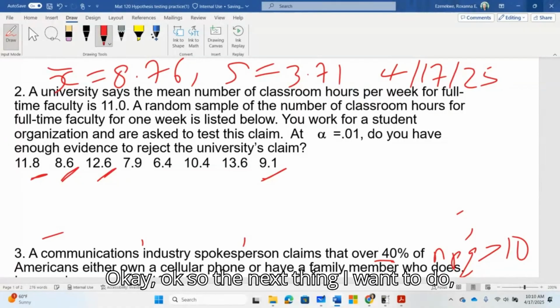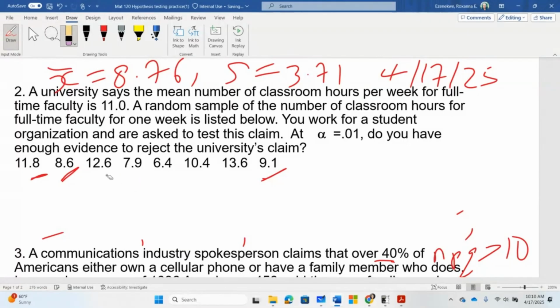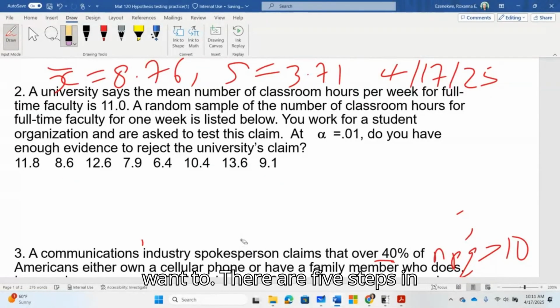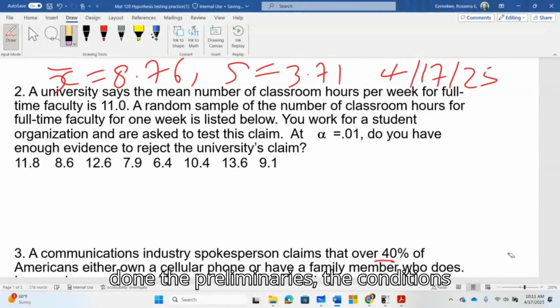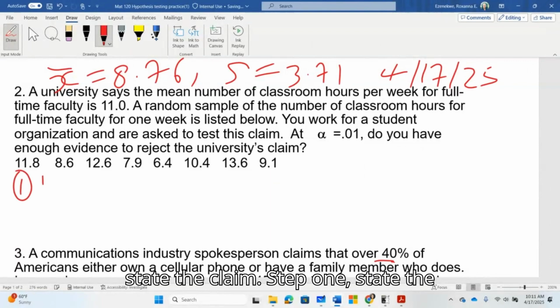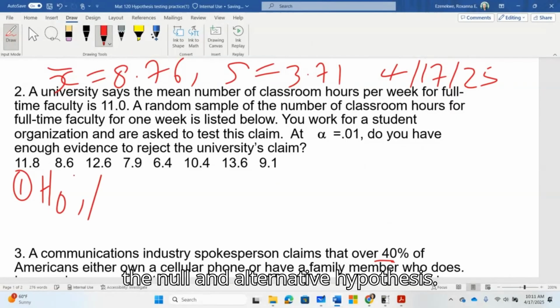Okay, so the next thing I want to do, I can start the statistical test immediately. What are the steps? There are 5 steps. You can make them 6 if you want to. There are 5 steps in hypothesis testing. I have done the preliminaries. The conditions are satisfied because the data is from a normal distribution. So I will state the claim. Step 1, state the claim. Stating the claim means writing the null and alternative hypothesis.